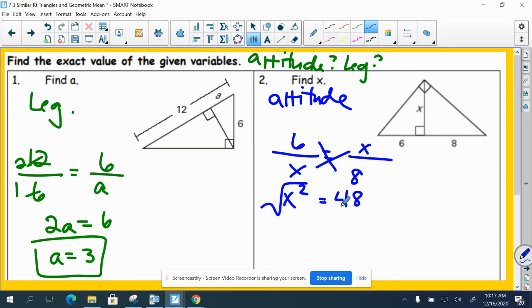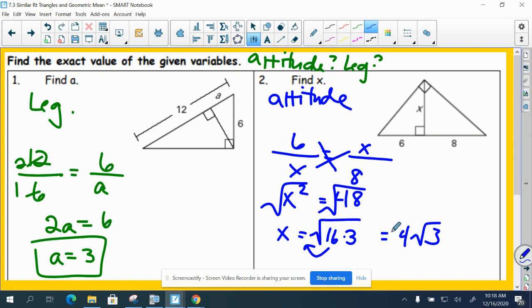Take the square root. Now 48 is not a perfect square, so what's the largest factor of 48 that is a perfect square? That would be 16. So we would write it as the square root of 16 times 3. And the 16 can come out as a 4. So this would be 4 square root 3 simplified.